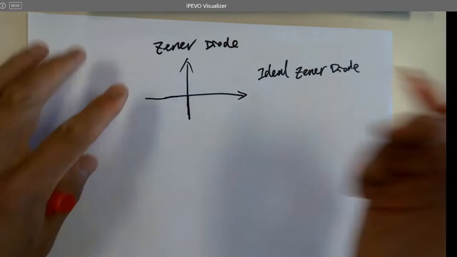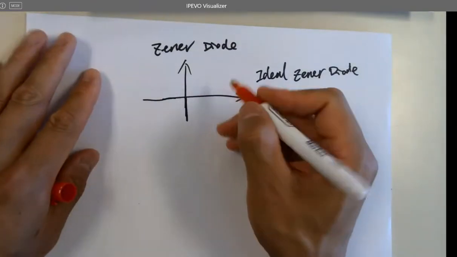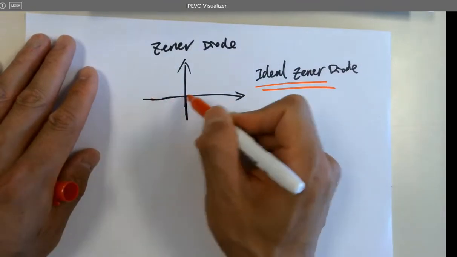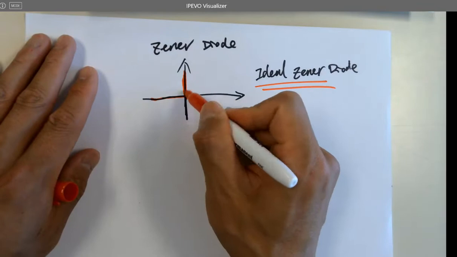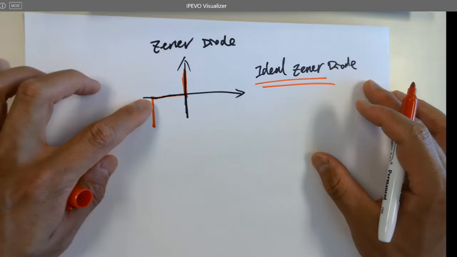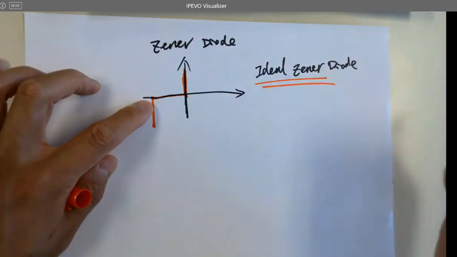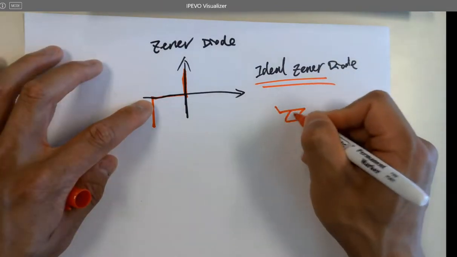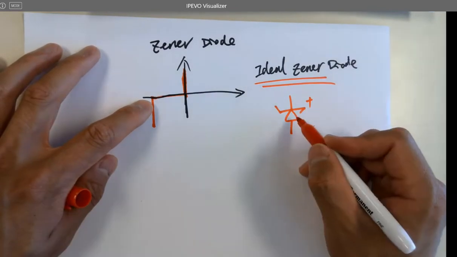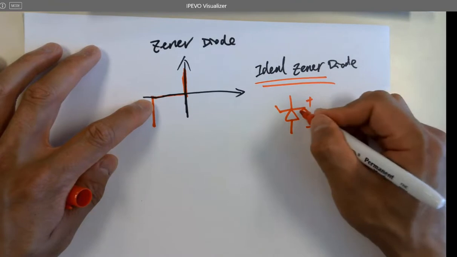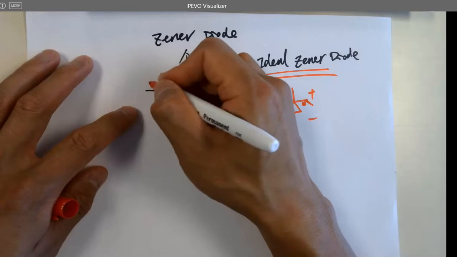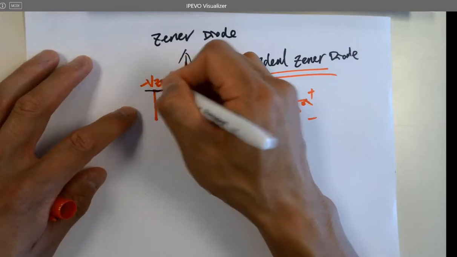It's still a diode, so it has a built-in potential. However, if it's an ideal Zener diode, we are treating it as not having any built-in potential. But what this one does is it breaks down at a certain voltage when it's reverse biased, like that, plus minus, right? That's the symbol of the Zener diode. It looks a little bit different compared to the regular diode. Anyway, this is denoted as minus VZ.